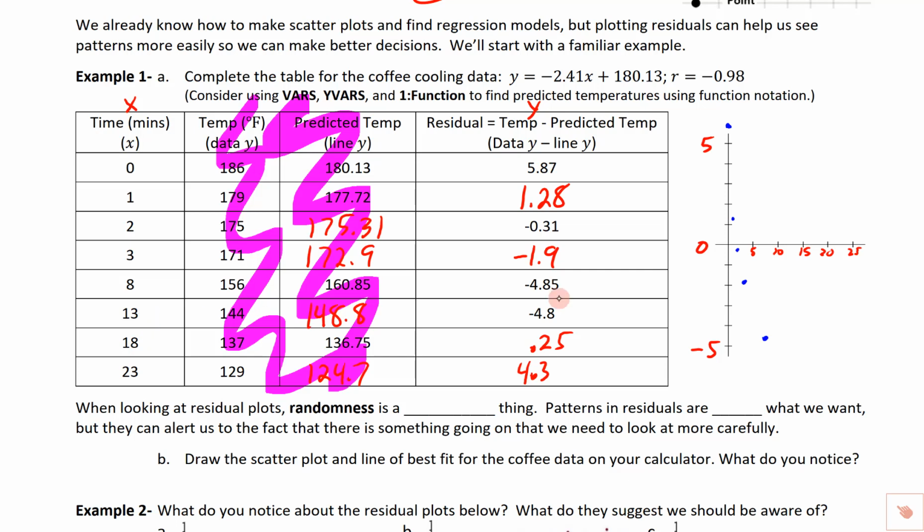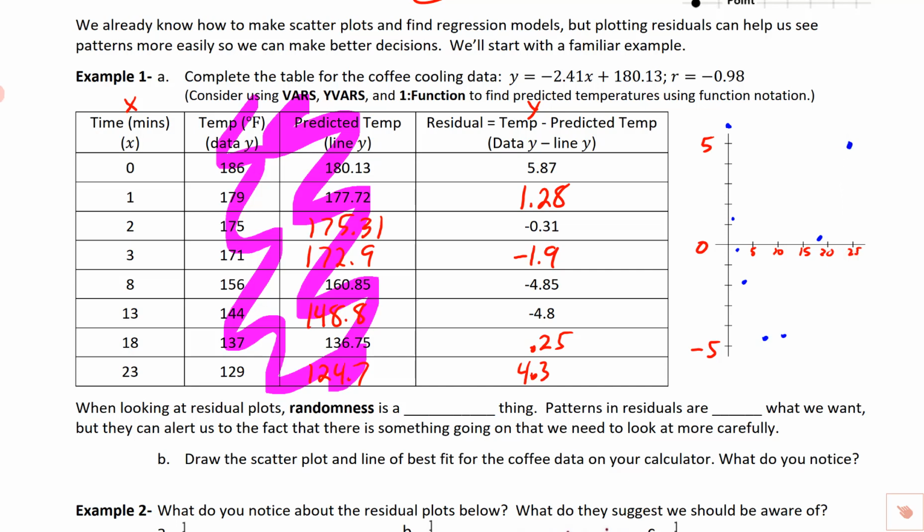At 13 minutes, it's negative 4.8. So 13 would be over here, and just barely higher than that one. So it looks something like that. And then at 18 minutes, we're at 0.25. So 18 minutes would be this right here. Okay, just barely above that. And then at 23 minutes, we're at 4.3. So 23 minutes and 4.3 would be about like this.